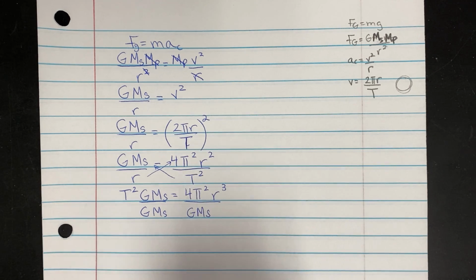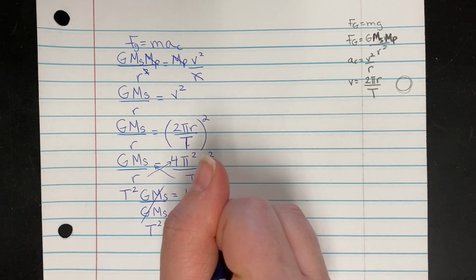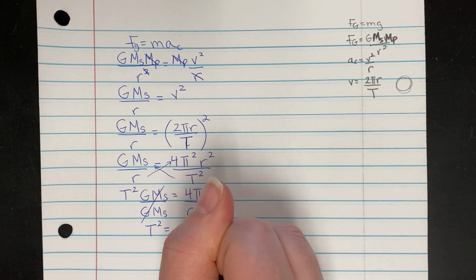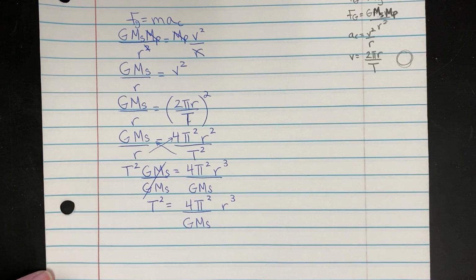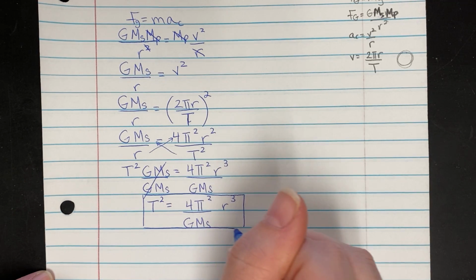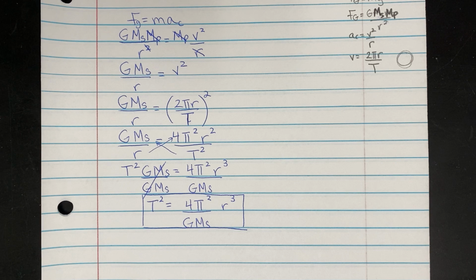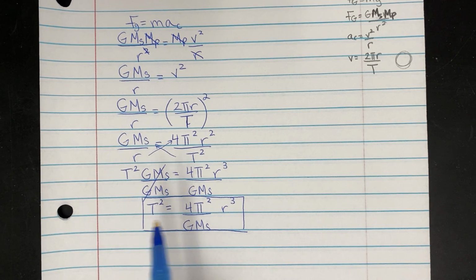And I'm gonna write this a little special way here. T squared equals 4 pi squared over G M_S times r cubed. There's a method to my madness here. Okay, and this, my friends, is the law of periods, where r is the distance between the center of the earth to the center of the sun, M_S is the mass of the sun, this is big G, and T squared is the time it takes to make one revolution.